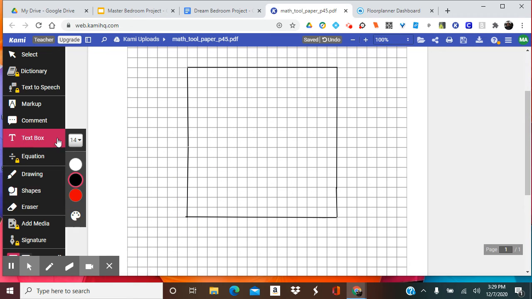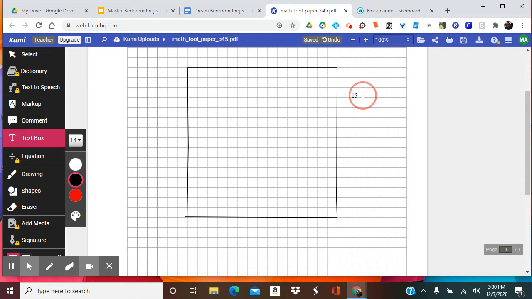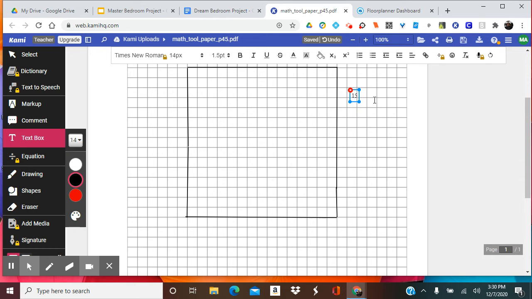Make sure that you add your dimensions. Okay, I want to know that this is 15 feet. I want to know that this is 15 feet 0 inches by 15 feet 0 inches or 300 square feet. Okay, so that's important. That's part of the process in there.